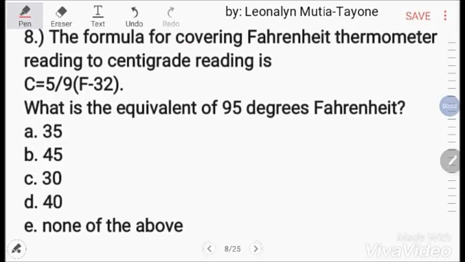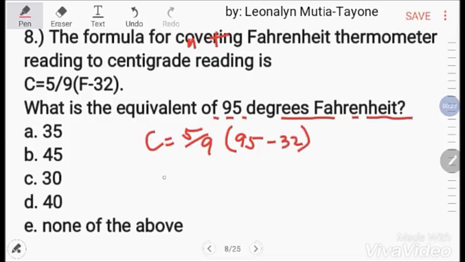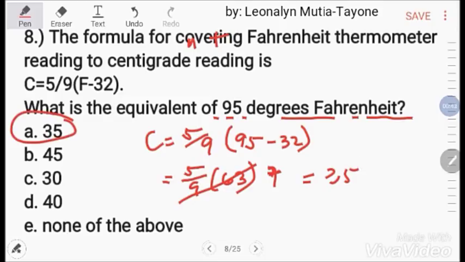Number 8, the formula for converting Fahrenheit thermometer reading to centigrade reading is C equals 5/9 times (F minus 32). What is the equivalent of 95 degrees Fahrenheit? 5/9 multiplied by, ang Fahrenheit natin ay 95 minus 32. So, si 5/9, 95 minus 32, that is 63. Para mas madali, i-cancel out mo lang siya, i-divide mo siya directly. And that is 7. So, 7 times 5, that is 35. So, the answer is 35.